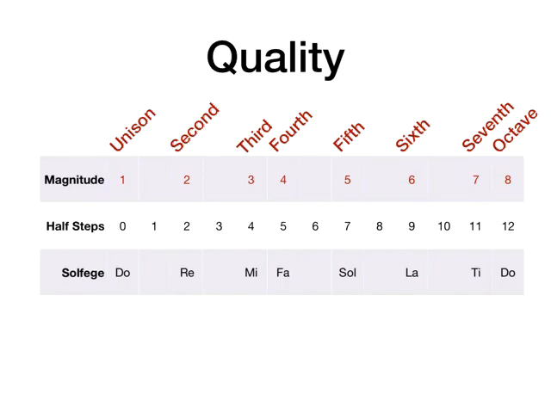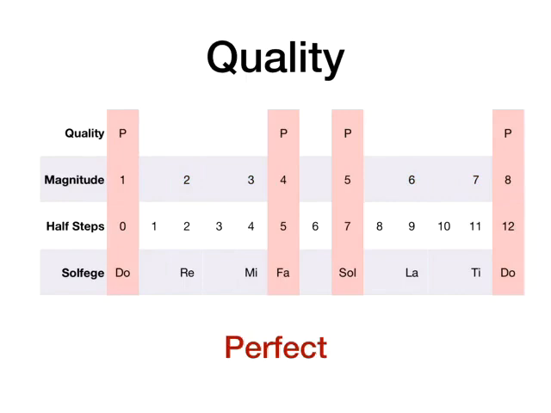Some of these intervals are special. The unison, the fourth, the fifth, and the octave are for historical reasons called perfect. Perfect intervals have lots of different interesting properties. What you might remember is that they sound very clean, very pure. Here's the unison, the fourth, the fifth, and the octave. There's not a whole lot of color in these intervals. They're very, very pure.